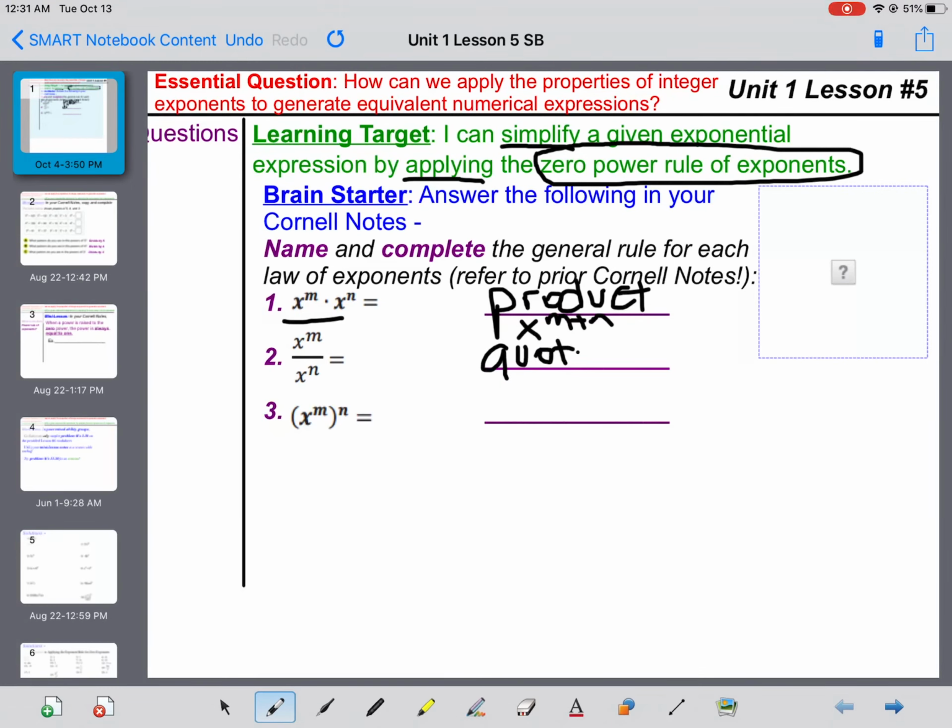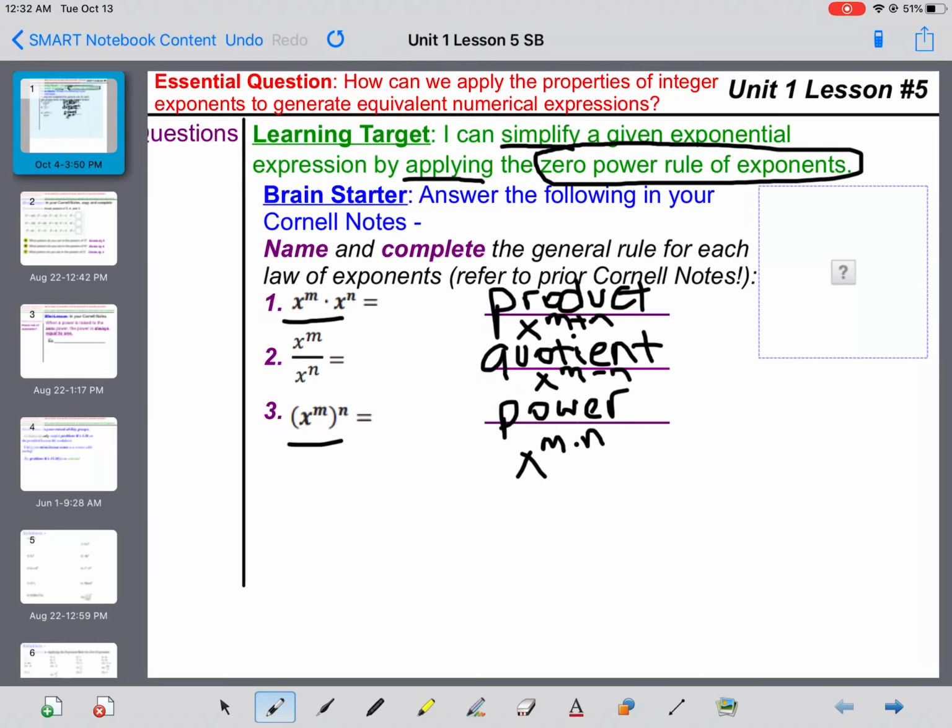Number two, we see division. This should be the quotient rule. And this would be x raised to the m minus n power. And this right here is the power rule, which means that x is raised to the m times n power.